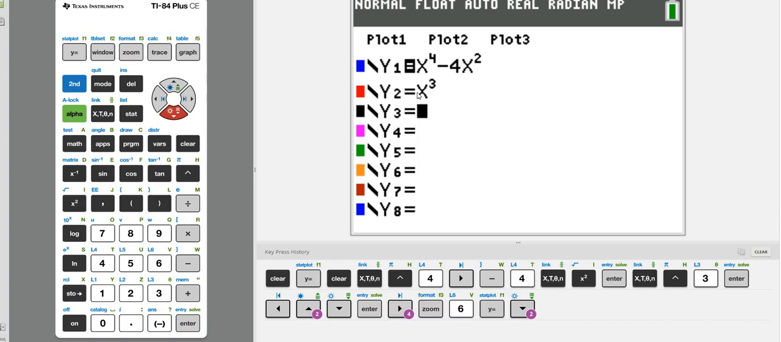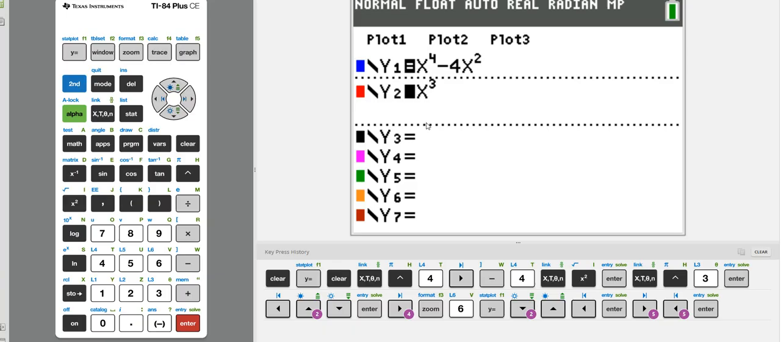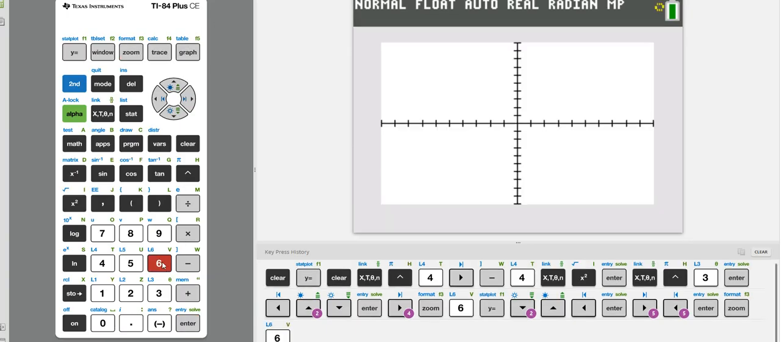Now for that second function, you might notice that the equals sign isn't highlighted. That's because I shut it off, because I only want to graph one of these at a time. You can turn them on and off by putting the cursor over the equal sign and pressing enter. So right now I would get both graphs. I don't really want both graphs. I'm just going to shut off the second graph so I graph these one at a time. If you don't know where to graph these things, then just do the standard window, which is zoom 6. So if you type zoom 6, you should get a graph that looks like this.